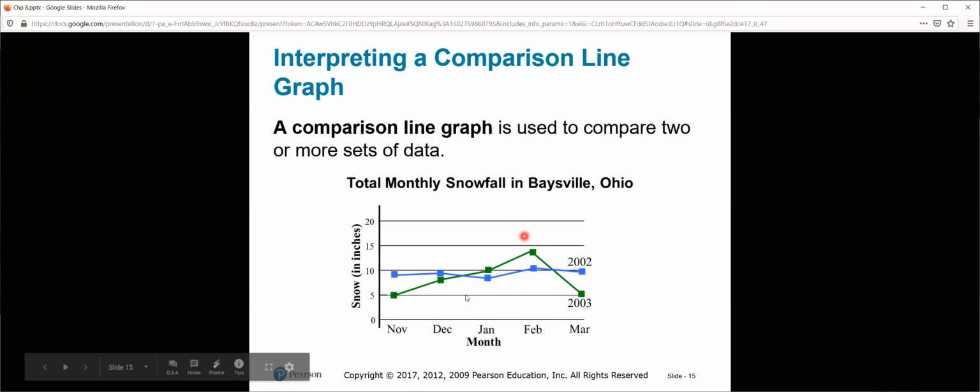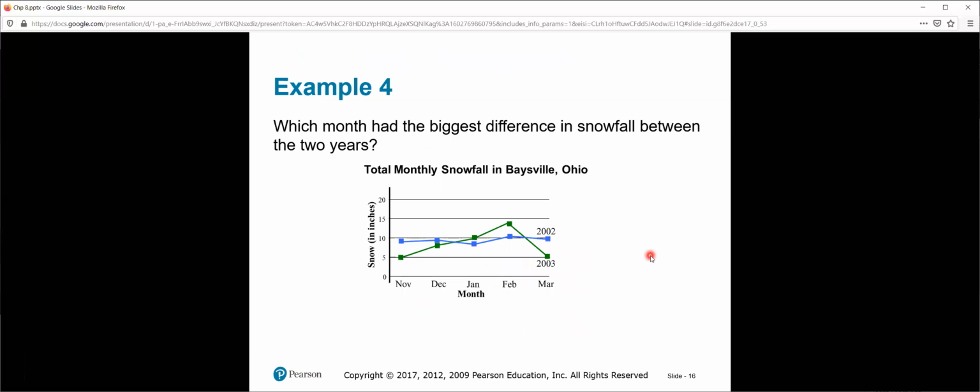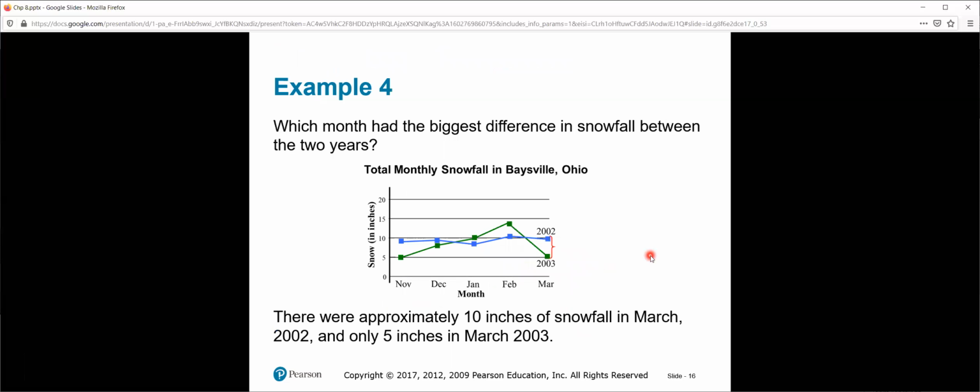Right here, January, February 2003 had more total snowfall in Ohio than 2002 did. 2002 had more snowfall in November, December, and March. 2003 had more snowfall in January, February. Easy to answer just by looking at the chart. They go with which month had the biggest difference. Works as well, right? You could just look at what 2 data points are furthest away from each other and answer the question.